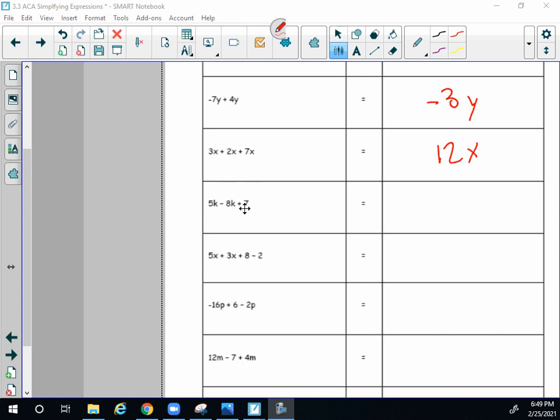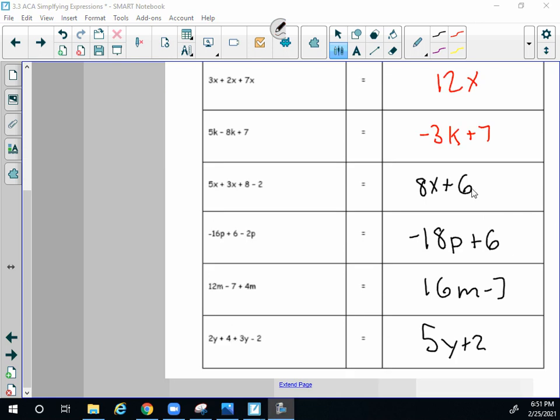All right, here is where we start having two terms that we can't combine. So we have a 5k minus 8k. Those are like terms, so we can subtract. 5 minus 8 gives us a negative 3k, and then we're left with that 7 all by itself that we can't combine. Go ahead and try the next few. Just try the rest on your own and push play when you're ready to check them.